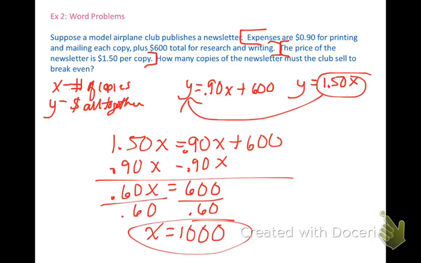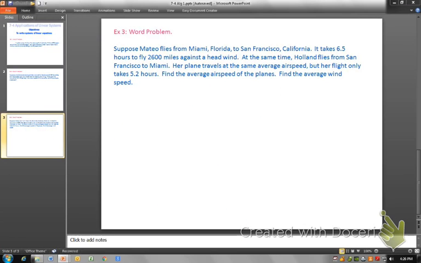All right, so this is the kind of stuff you're going to be doing for your homework tonight. Notice this 600 right here is what their starting point will be. That's how you'll start your equation, and it always goes second. All right, let's try another one.